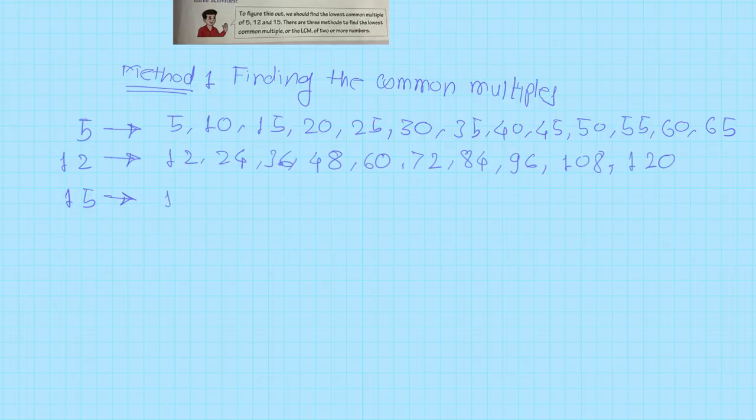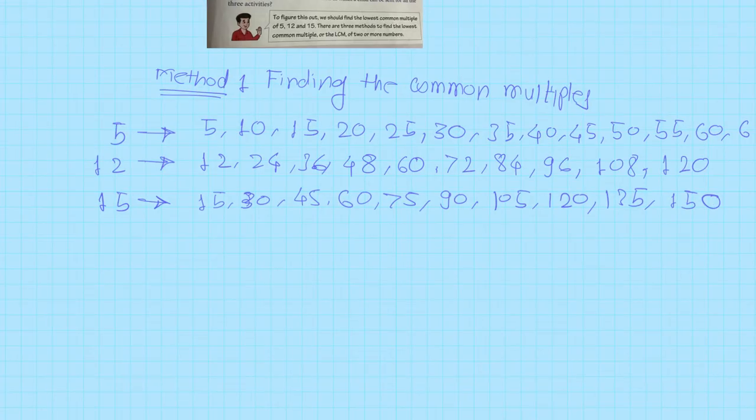Similarly, we'll write down the table of 15. 15 ones are 15, 15 twos are 30, 15 threes are 45, 15 fours are 60, 15 fives are 75, 15 sixes are 90, 15 sevens are 105, 15 eights are 120, 15 nines are 135, and 15 tens are 150.